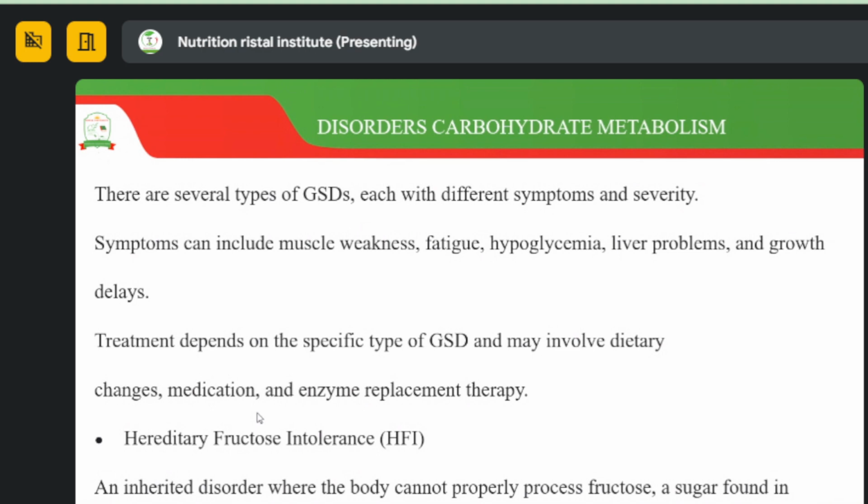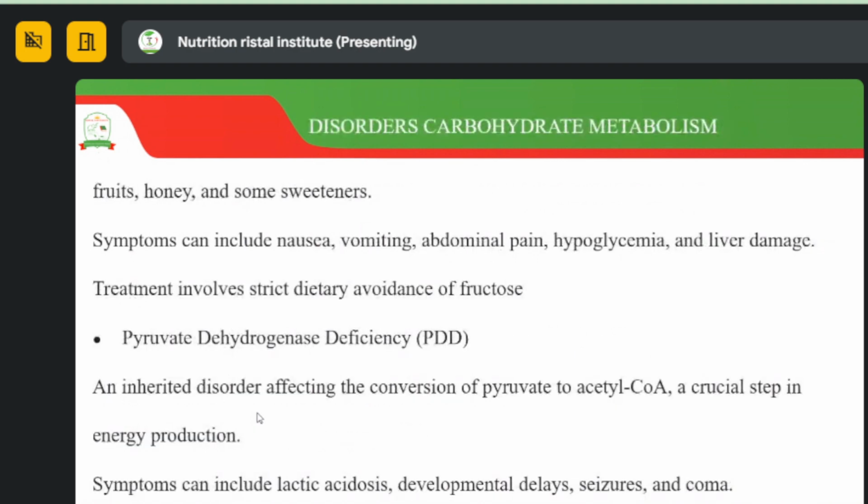And then we can have an enzyme replacement therapy. All those enzymes that are deficient and malfunctioning can be replaced in your body, and then you get a better, functioning enzymatic system. Then hereditary fructose intolerance is one of the disorders as well, and it is an inherited disorder where the body cannot properly process fructose. And this fructose here is the sugar in fruits, honey, and some sweeteners.